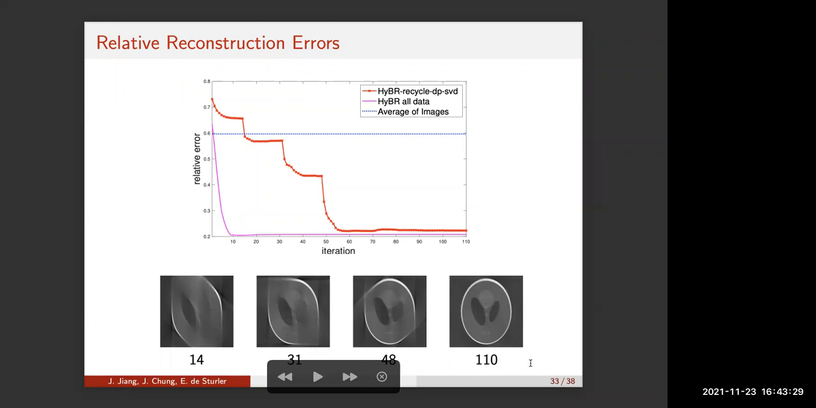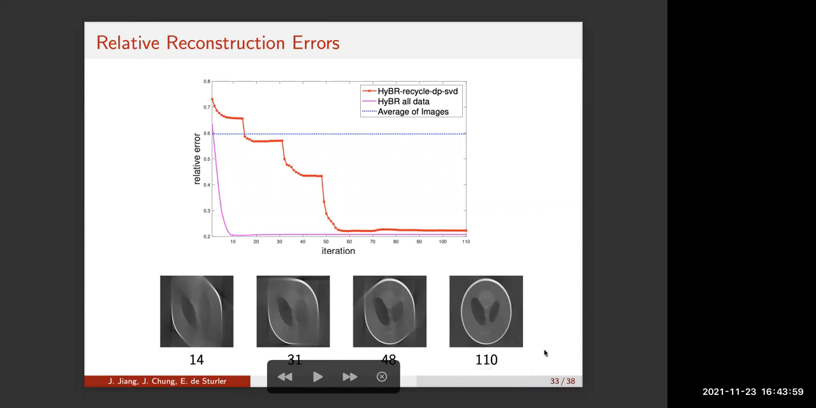So this example shows that our method can handle streaming data. In many cases, we cannot get the whole data simultaneously, so we get the data piece by piece. Our proposed hybrid method with recycling allows us to complete the reconstruction as we get more and more data, and we can do the reconstruction better and better.